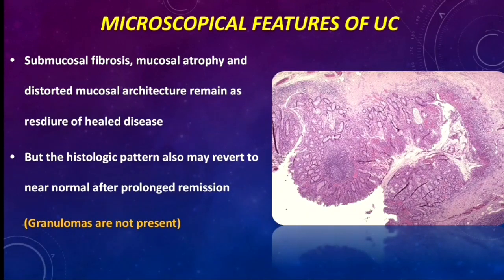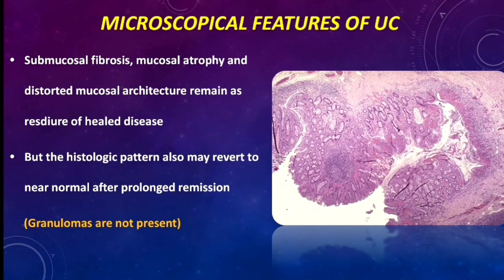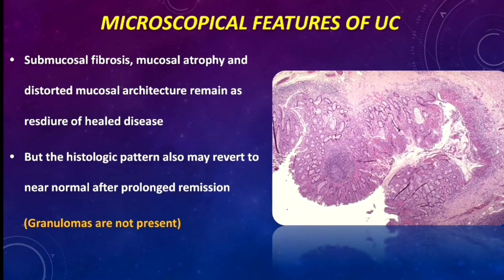Submucosal fibrosis, mucosal atrophy, and distorted mucosal architecture remain as residue of healed disease, but the histological pattern also may revert to near normal after prolonged remission. Important note: granulomas are not present.